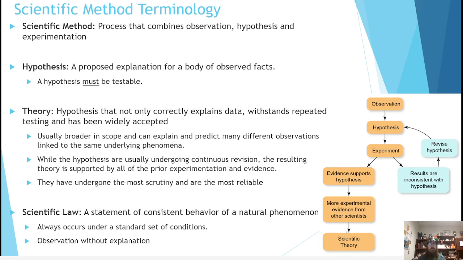If I drop two objects in a pure vacuum, whether it be a bowling ball or a feather, they will hit the ground at the same time because they're both experiencing gravity. So, a scientific law doesn't explain why this occurs. It's just a statement, like the law of conservation of energy. It doesn't explain why energy can neither be created nor destroyed, just that energy cannot be created or destroyed.